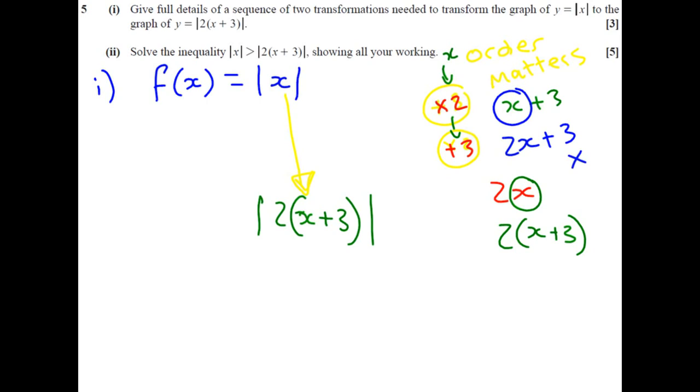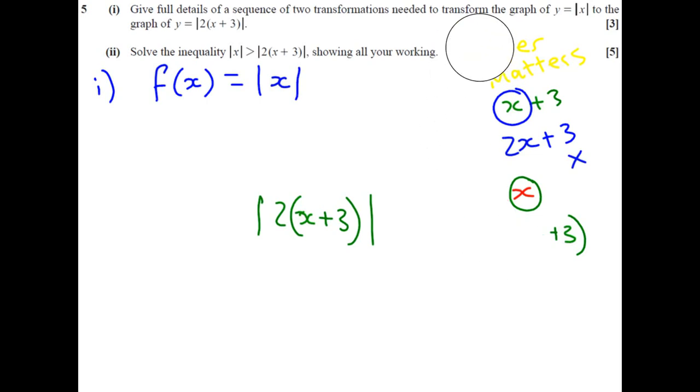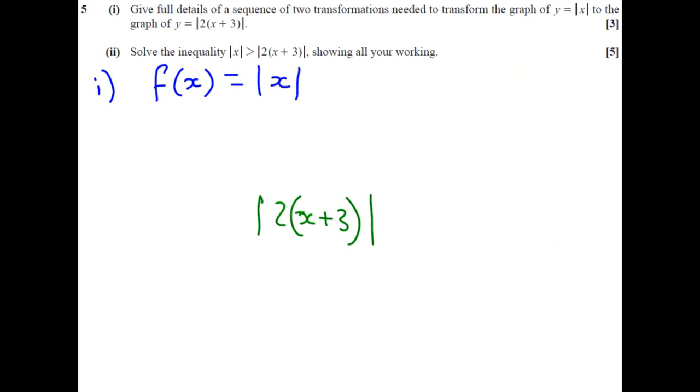I hope that explanation made sense. It's a tricky thing to get your head around, but all in all, I'm telling you that order matters, and what we're going to do first is the times by 2. And we'll talk about what that actually means in a sec. So to our value of x, we're going to times by 2 to get 2x. Now, what is that in words?